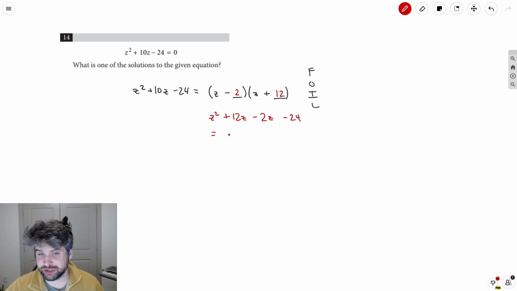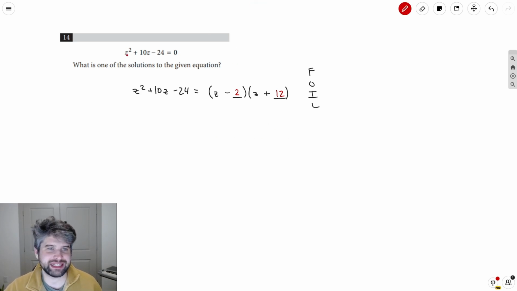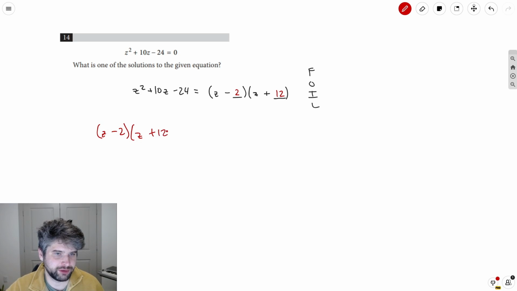So when we combine like terms, we're going to get z squared plus 10z minus 24. And that's exactly what we started with. All right, that's just to check that we factored correctly. The factored form is what we're going to use to solve this equation. So now let's replace z squared plus 10z minus 24 with its factored form, because now we know that this is equivalent to this. So I'm just going to write z minus 2 times z plus 12 equals 0.